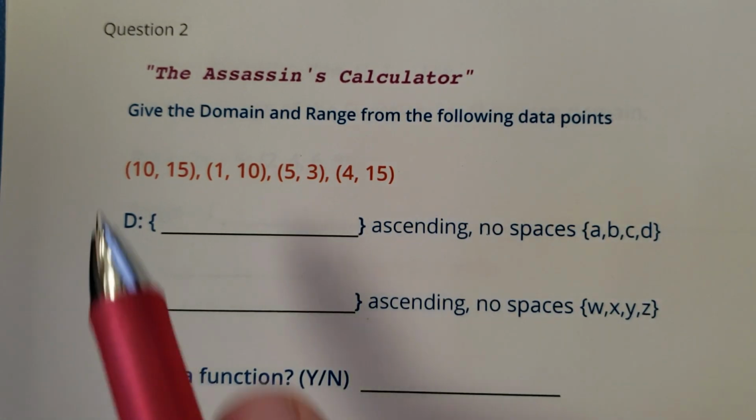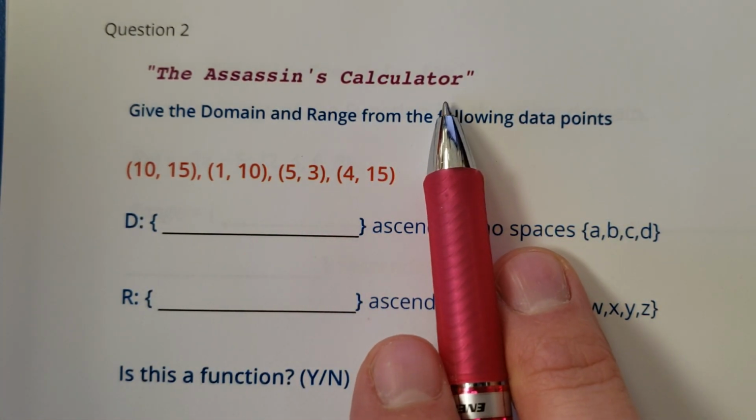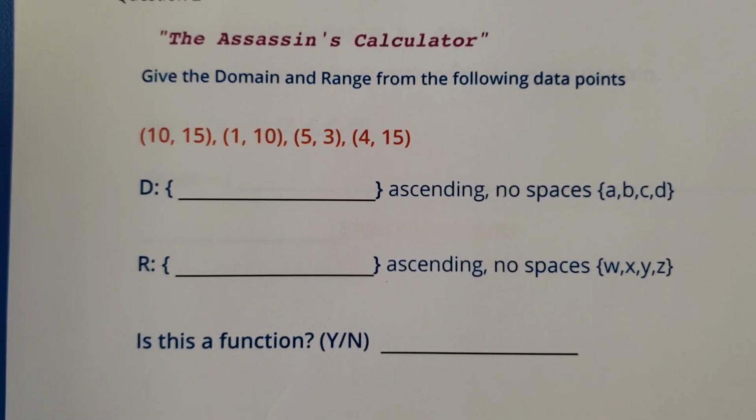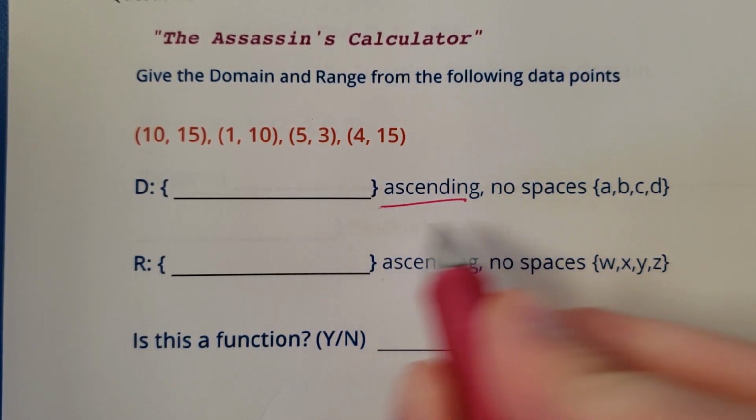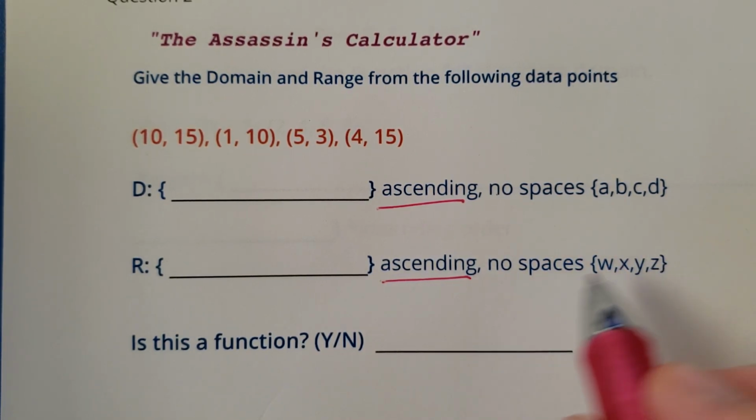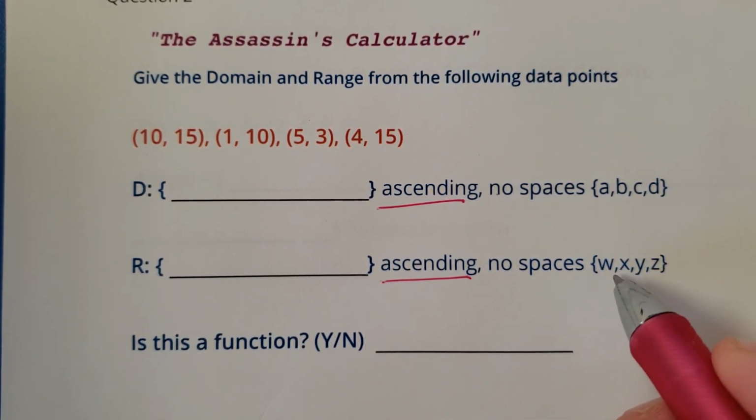Hey students, let's go over the Assassin's calculator. Give the domain and range for the following data points. Ascending, no spaces, so type it A, B, C, D with commas with no spaces. Same thing with the range. Ascending, no spaces, go W, X, Y, Z.